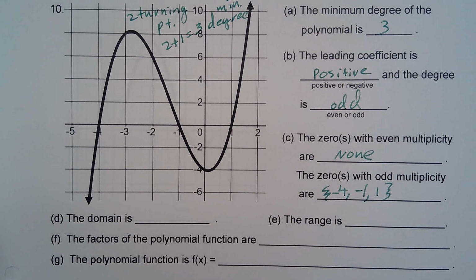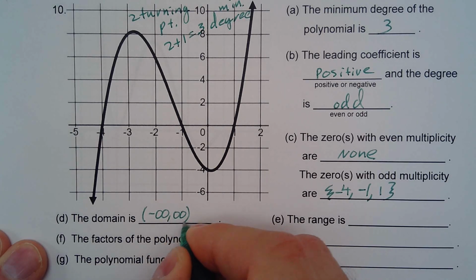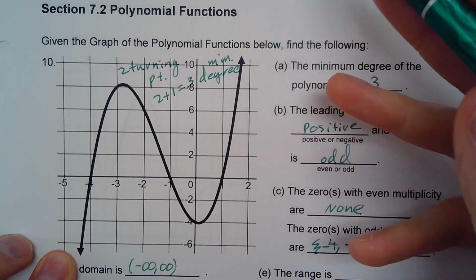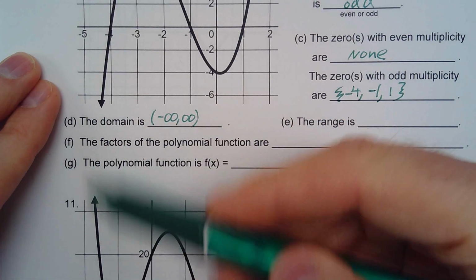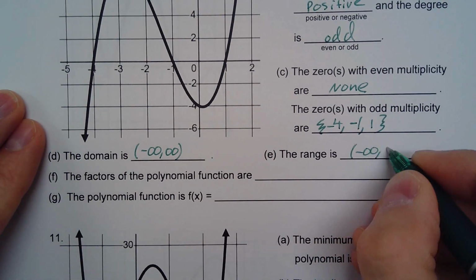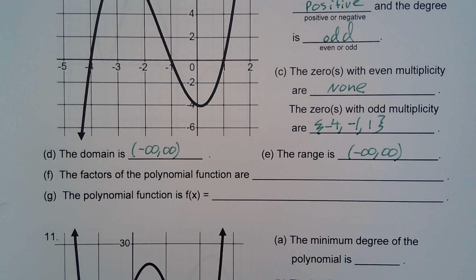My domain, polynomial function, that's automatically going to be all real numbers. Range, this extends on forever in that direction. That extends on forever that direction. So that will also be all real numbers. Okay, so then factors.